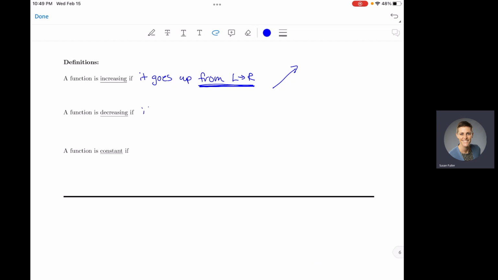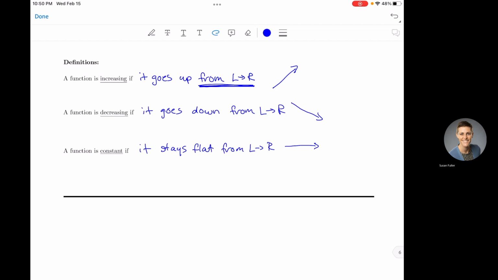Similarly, a function is decreasing if it goes down from left to right. So as we trace the function from left to right, it goes down. And a function is constant if it stays flat from left to right. That means it does not go up, it does not come down. As you trace it from left to right, it is completely flat. Again, it's important with increasing and decreasing, especially, that you trace your function from left to right.